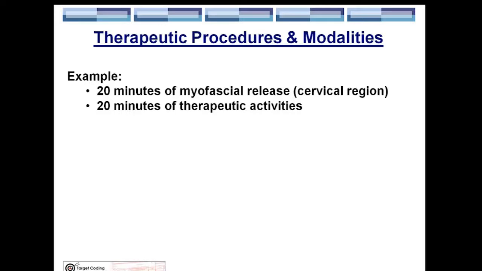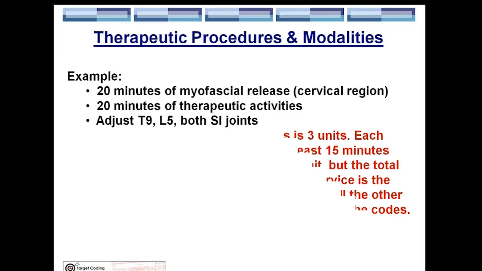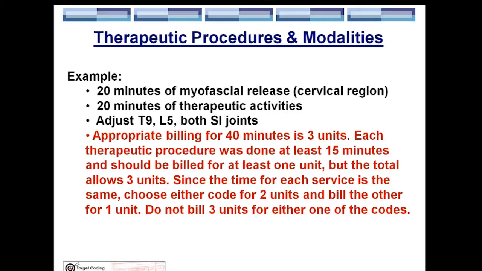So I can bill 3 units, but I only did 2 services. How do you bill this? Well, the appropriate billing for 40 minutes is 3 units. Each procedure was done for at least 15 minutes and should be billed for at least 1 unit, but the total allows 3. Since the time for each is the same, choose either code for 2, bill the other one for 1 unit, do not bill 3 units for either one of the codes, and then we have the 98941 for the 3-region manipulation.